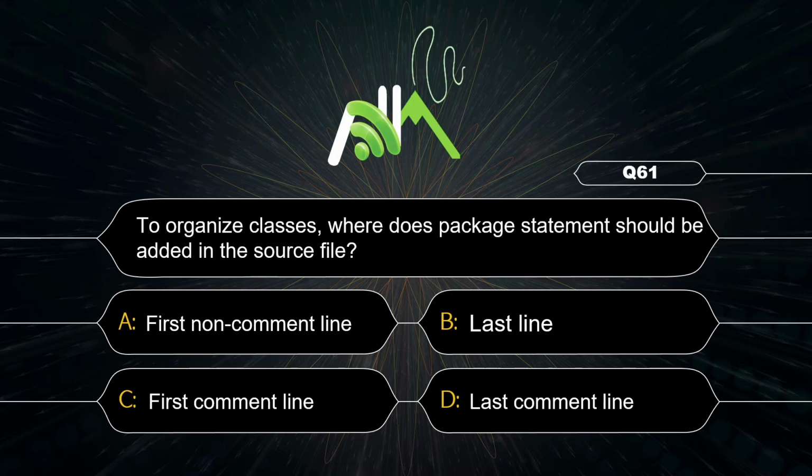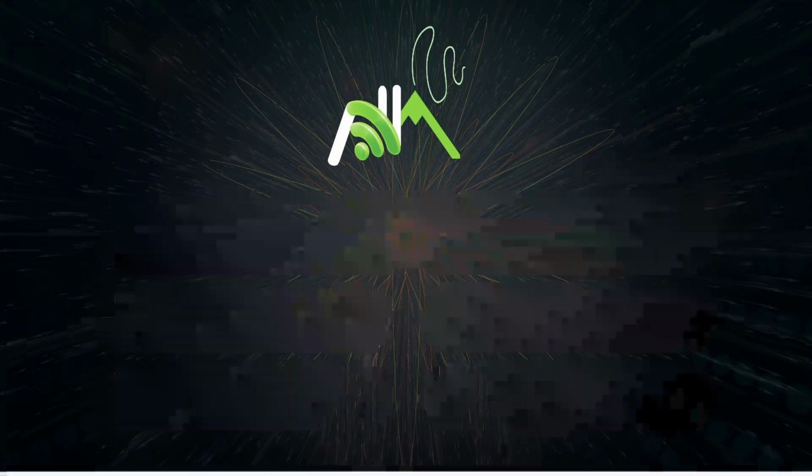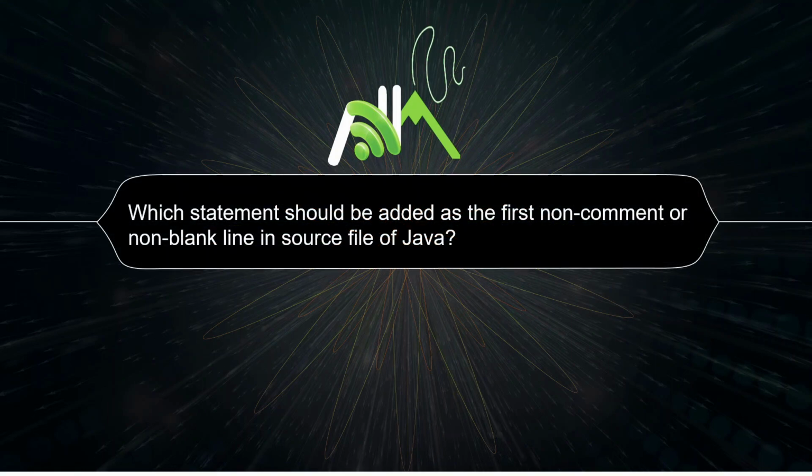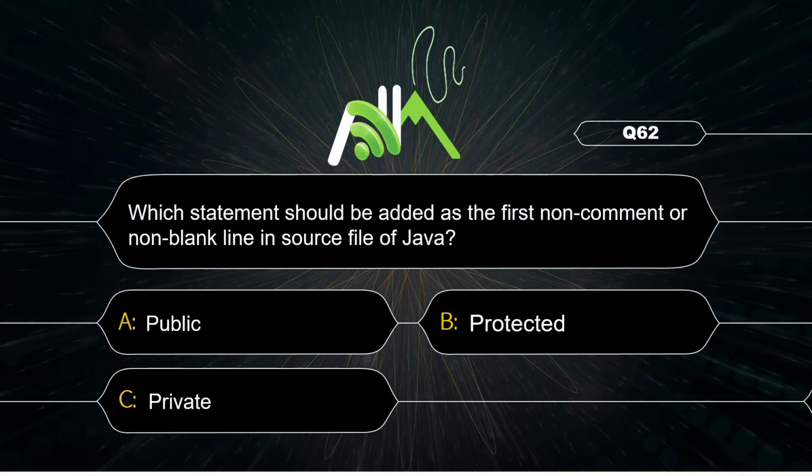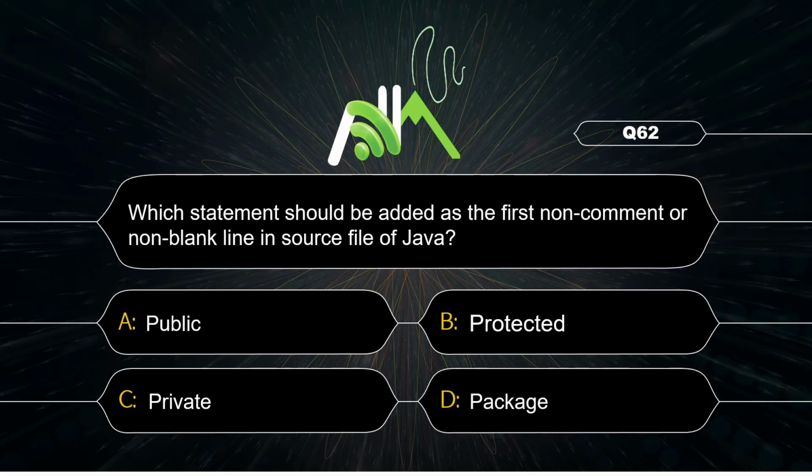Where should the package statement be added in the source file? That is option A, first non-comment line. Or the question can be like this: which statement should be added at the first non-comment or non-blank line in a source file of Java? So the correct option is D, package.